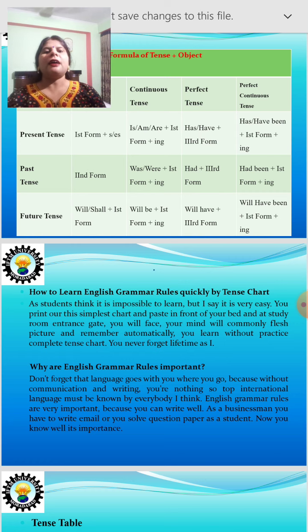And why are English grammar rules important? You should never forget that language goes with you wherever you go, because without communication and writing a man is nothing.